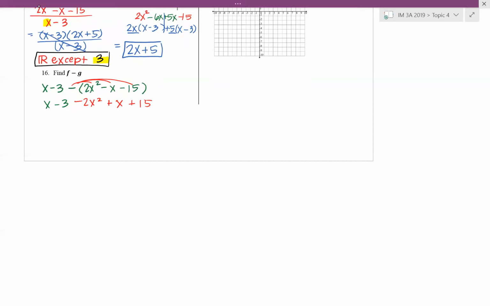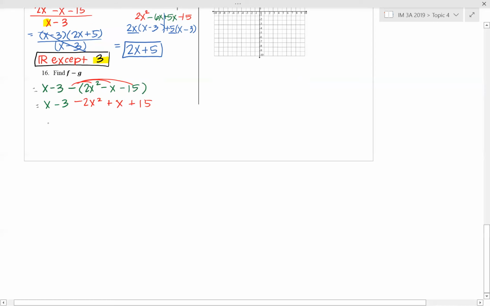So our first term should be x squared minus 2x squared, so that gives us a negative 2x squared. If we combine the x's, we have plus 2x. And if we combine the constants, we have plus 12. So this answer is negative 2x squared plus 2x plus 12.